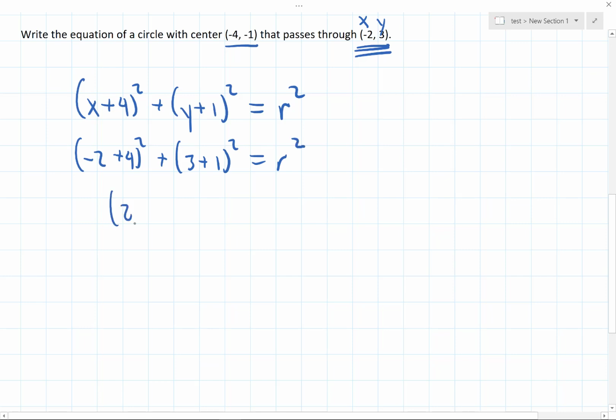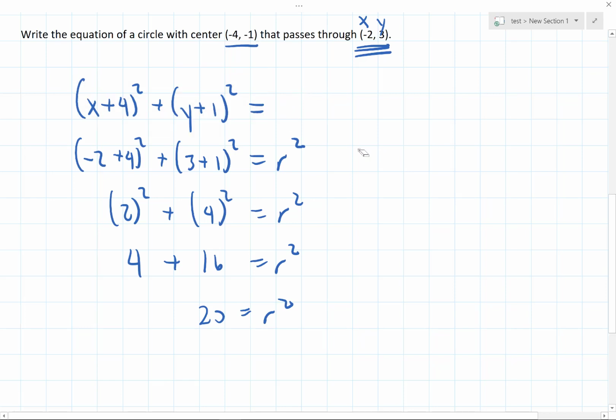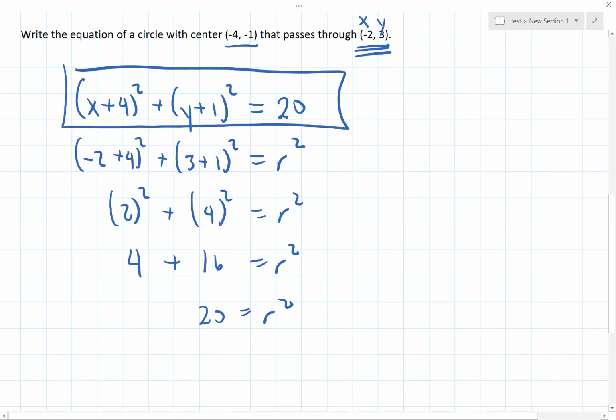So I'll have 2 squared plus 4 squared equals r squared. So 4 plus 16 is r squared. So 20 is r squared. So if 20 is r squared, I can just replace that r squared with 20. And that is the equation that they're looking for. If you wanted to simply know the radius, you would take the square root of 20 and then you'd square it and you'd be right back there. Cool.